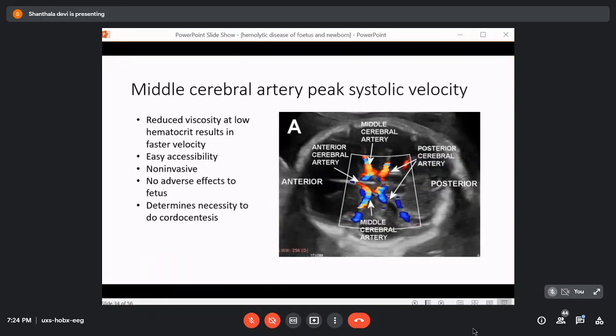What is this middle cerebral artery peak systolic velocity? Here the systolic velocity of the blood which moves in this middle cerebral artery is checked. If there is fetal anemia, there is reduced viscosity, and because of the reduced viscosity, the blood moves faster, and the fetal anemia can be assessed. This is easy to access, hence this is preferred, and it is non-invasive, with no adverse effects to the fetus, and it determines the necessity to do an invasive procedure like cordocentesis.